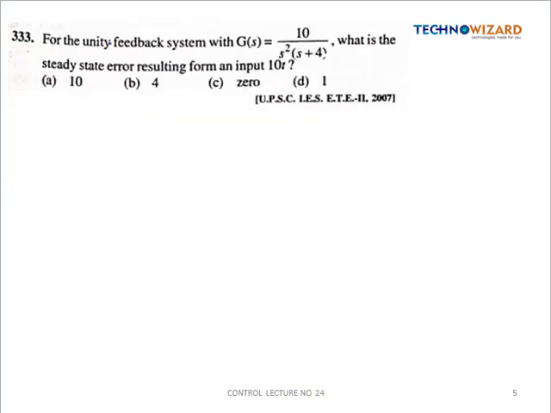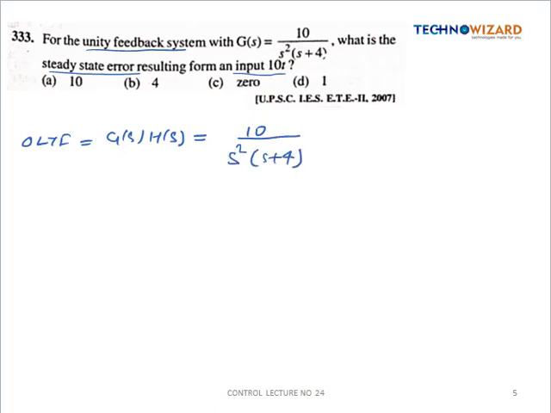The next question is, for the unity feedback system with G(s) equal to 10 by s square into (s plus 4), what is the steady state error resulting from an input 10t? First of all, the open loop transfer function we can directly find, which is given by G(s) into H(s). As it is unity feedback, the H(s) value will be equal to 1, so it will be equal to 10 by s square into (s plus 4). Here in the open loop transfer function, two open loop poles are lying at the origin, so the type of this system is 2.